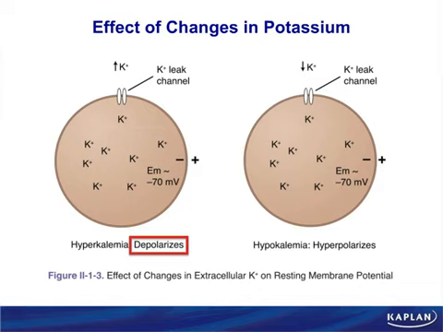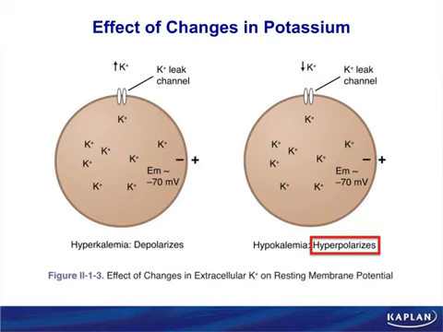Hypokalemia, the opposite. Here's your ungated potassium channel in your resting cardiac cell. Now the extracellular concentration of potassium is low. Now you will increase the electrochemical gradient. Now you will increase the efflux of potassium. As you increase the efflux of potassium, you will have less positive charges inside the cell. Now the cell will hyperpolarize. You will push the cell further away from threshold. Now you will fire fewer action potentials. You may go into asystole.